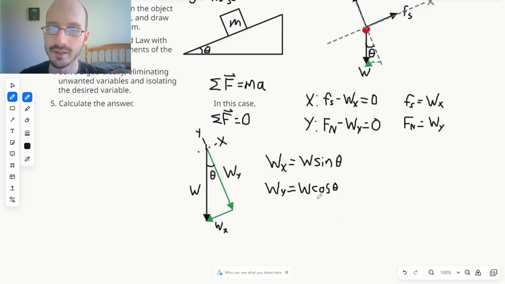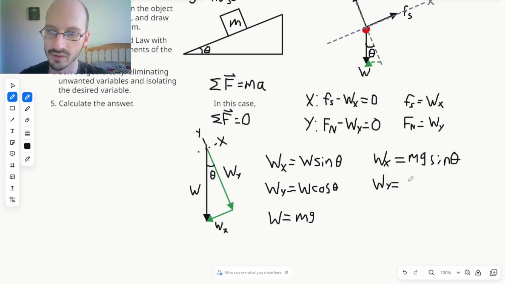Okay, now these w's aren't really that useful, so let's find an expression that makes more sense to us. Weight is equal to mass times g. So weight x equals mg sine theta. Weight y equals mg cos theta.